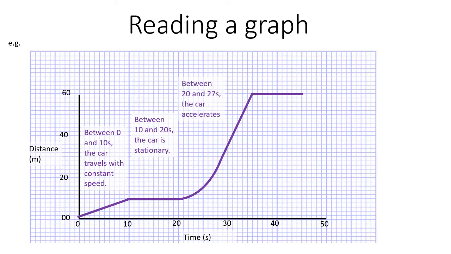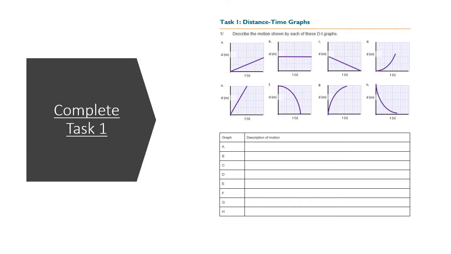Between 20 and 27 seconds, the car accelerates. We know this as we can see a curved line. Between 27 and 35 seconds, the car travels at a constant speed. We know this as again we have a straight line increasing in height. And between 35 and 45 seconds, the car is stationary. We know this as again we have a horizontal line. Pause the video now and attempt task 1.